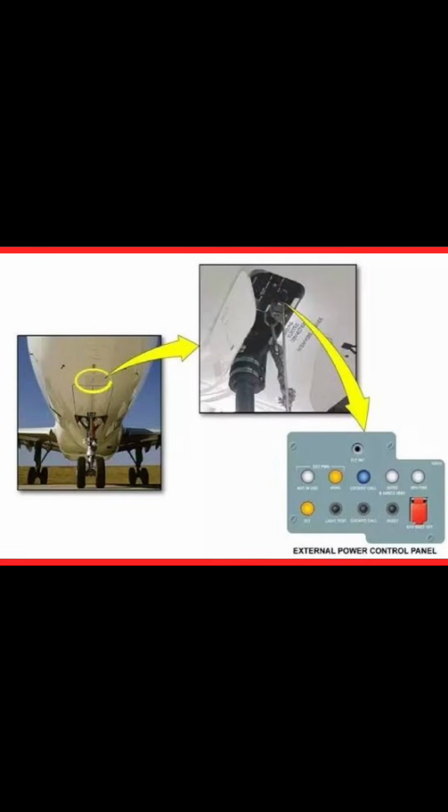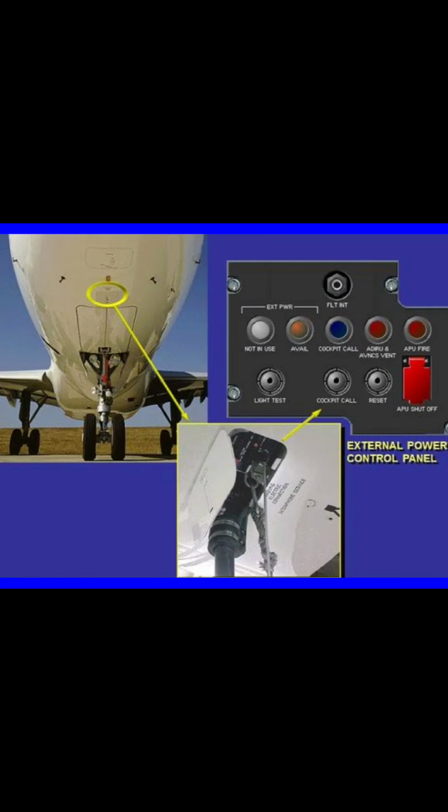Hello friend, in this video we'll discuss the 108VU external power panel of the Airbus 320 family. You can see on the external power panel there are two lights. First is the white NOT IN USE indicator. This white light comes on when external power is available but is not being used by the aircraft. It goes off when you select external power ON from the cockpit overhead panel. Second is the AVAIL light, which comes on only when external power is available.